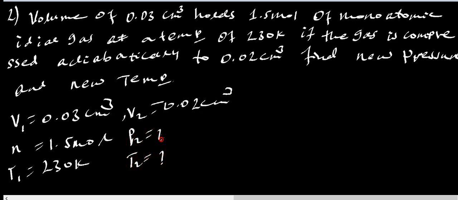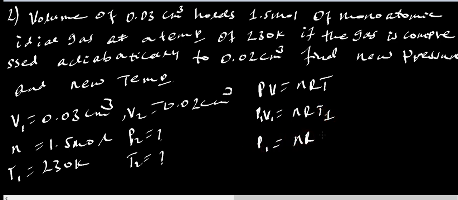Okay, find P2 and T2 is what it says, so you can pause the video and try this one. Then from the ideal gas equation we have PV equals nRT. This means P1 V1 equals nRT1. Then P1 equals nRT1 over V1.